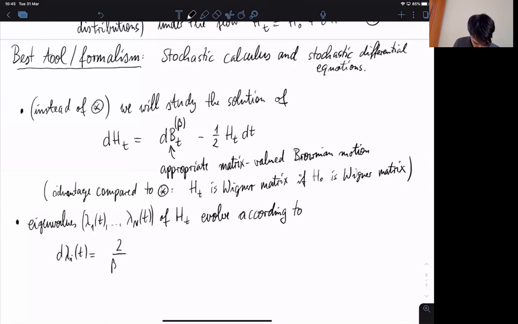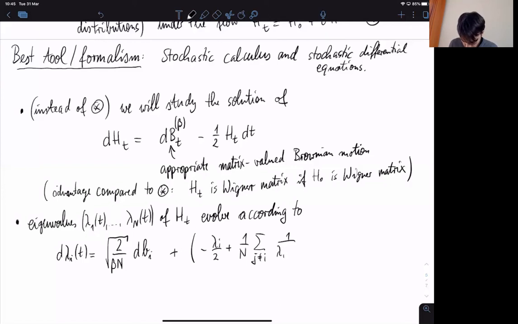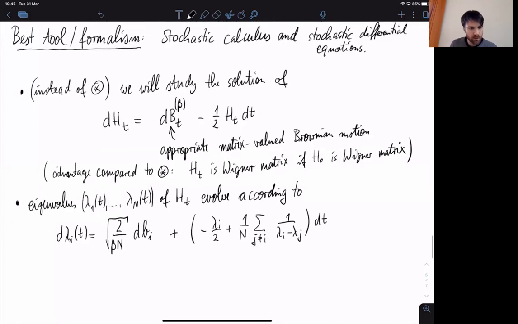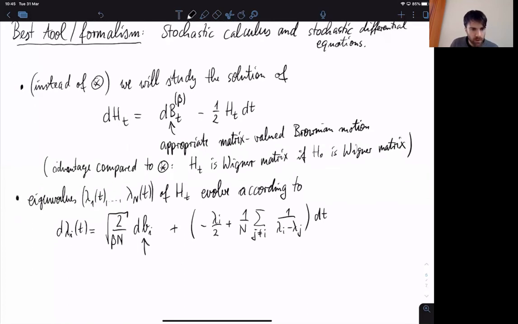So there's some constant factor. Then I have a standard Brownian motion. And then I have a drift term, which is a function of the eigenvalues. But the interesting thing is that only the eigenvalues show up and not the eigenvectors. So lambda i minus lambda j, and then dt. Okay, so this is a standard Brownian motion. Of course, this is a coupled system. And here we have standard Brownian motions.